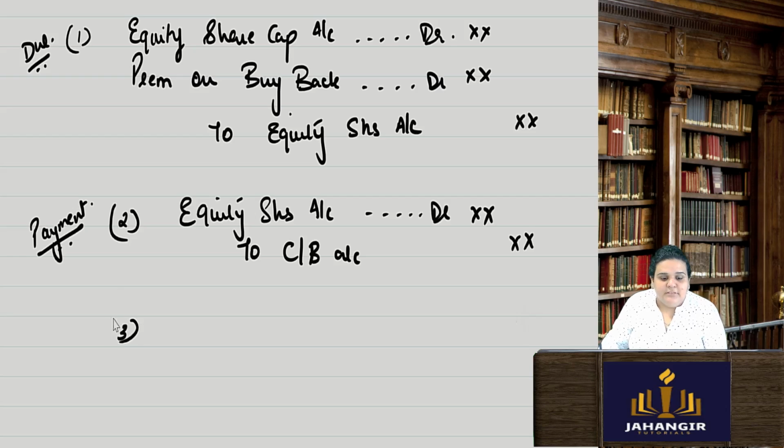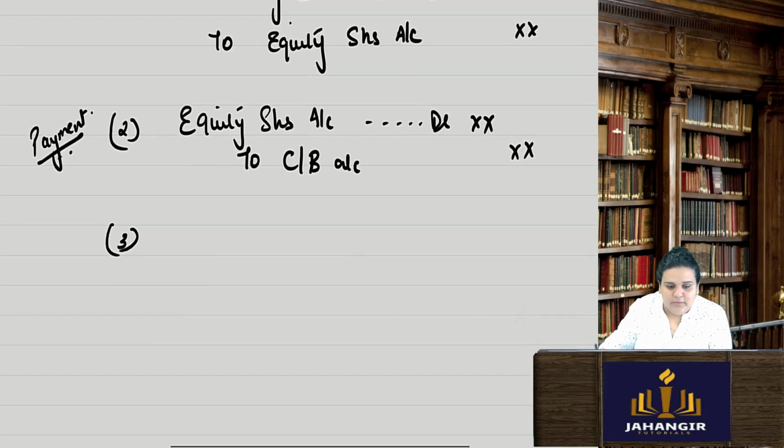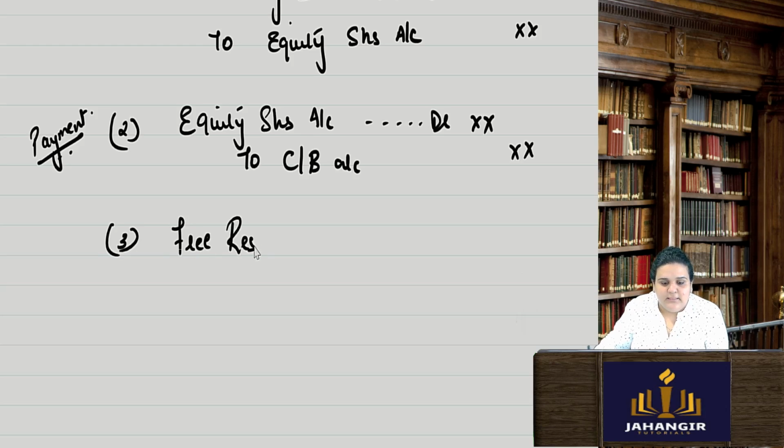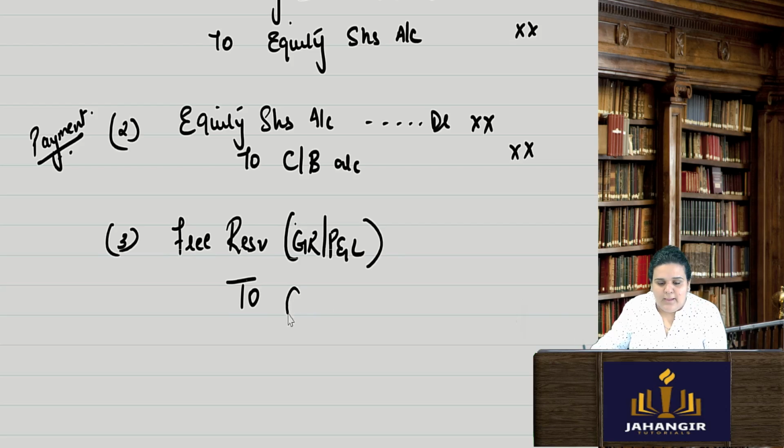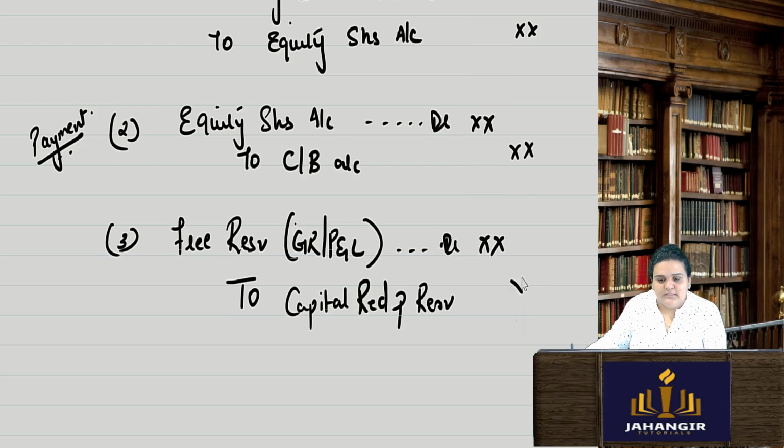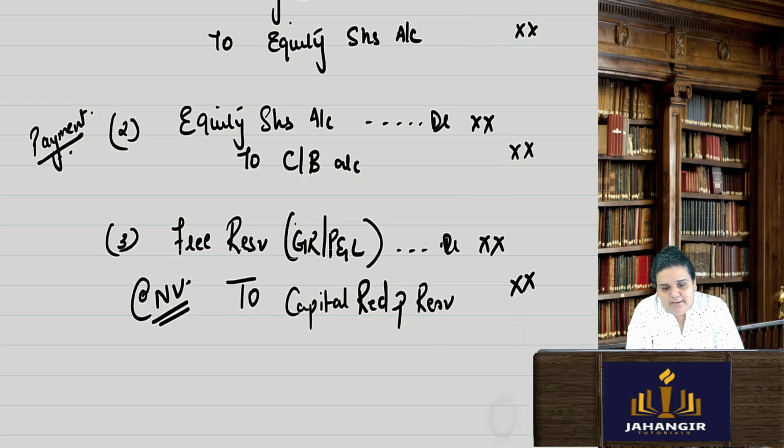I am supposed to transfer that amount of reserve to CRR. So reserves, free reserve, any of the free reserve. In that free reserve, you can have general reserve, you can have P&L account, any of the free reserve which you are using, to capital redemption reserve account. This is the third journal entry at nominal value when I am using my reserves for the purpose of buyback.